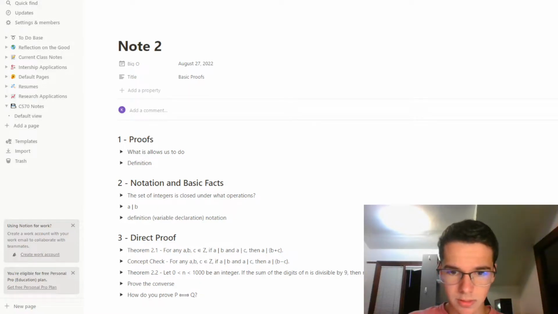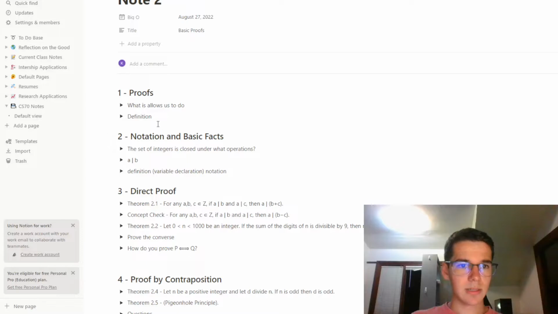Okay, so we're going to be going over Note 2 from CS70. This one is going to introduce us to the concept of proofs. So what do proofs allow us to do? They allow us to rigorously determine that something is true, like guarantee that something is true.